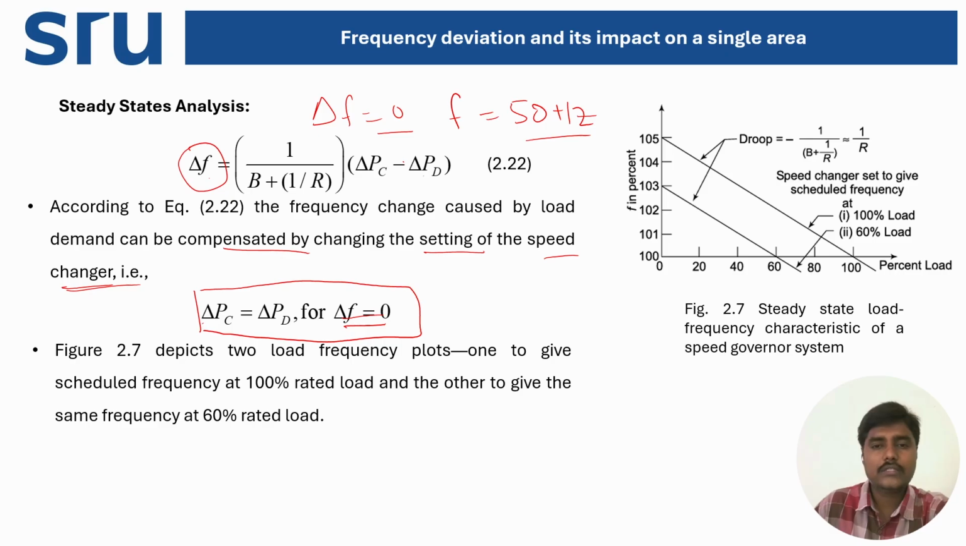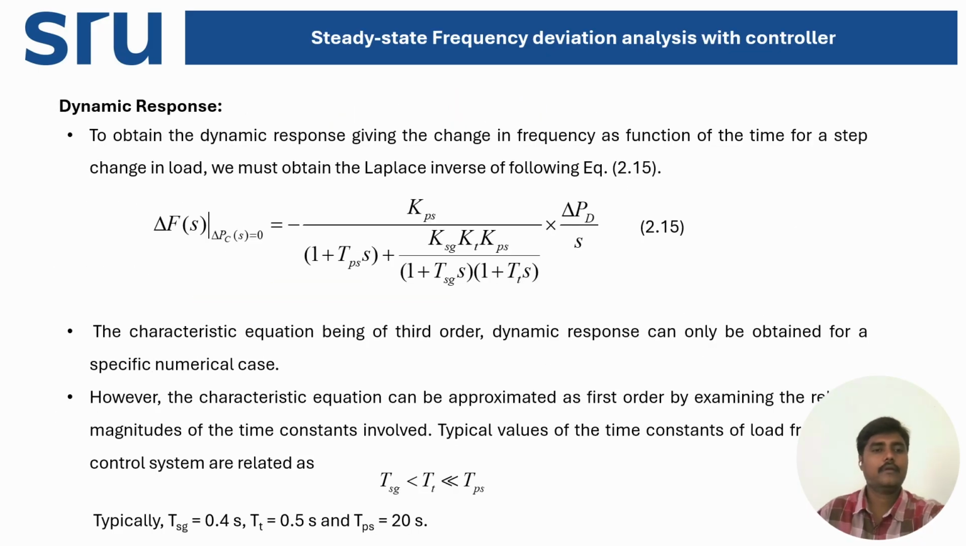So here in this figure 2.7, as I explained, you can have 100% rated load, one curve is there, and 60% rated load, one curve is there. Both the curves are having same droop. That means same slope, that is expressed as minus 1 by B plus 1 by R. Approximately, you can express this equal to 1 by R because you can neglect B as it is very, very small. So that's about steady state analysis.